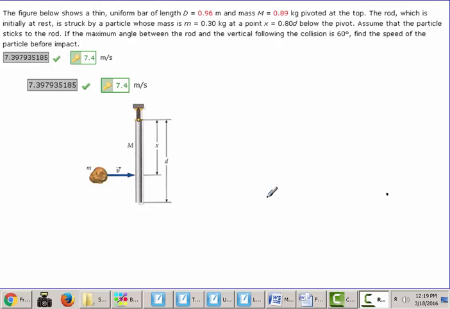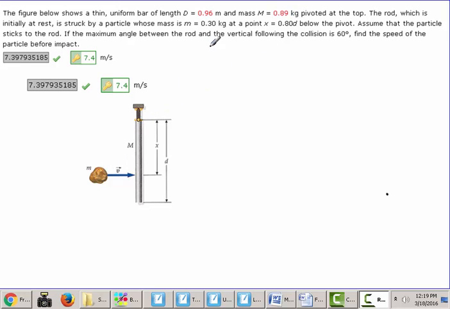This is Dr. Holt. I want to work 3 problems regarding angular momentum. The first problem, I have a uniform bar of length 0.96 from here to here. It has a mass of 0.89. It's going to be pivoted at one end.